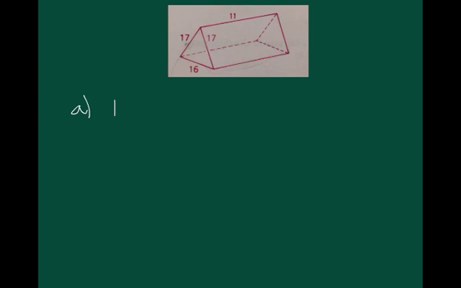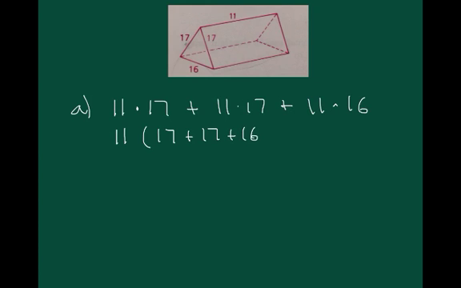So you could say 11 times 17, and that would be the lateral face that's coming toward us, plus 11 times 17, which is the lateral face facing away from us, plus 11 times 16, which is the face on the bottom of the triangular prism. Well, notice that if we factored out the common 11 to all of these, we'd be left with 11 times 17 plus 17 plus 16.